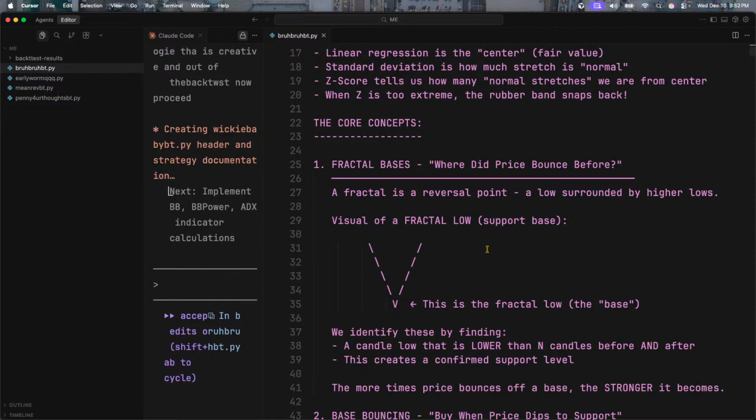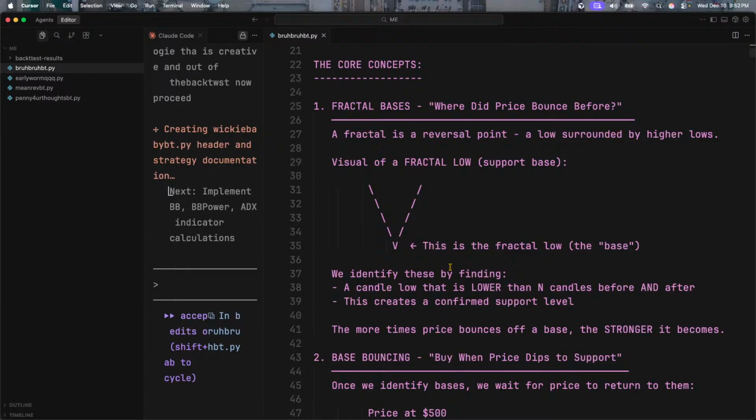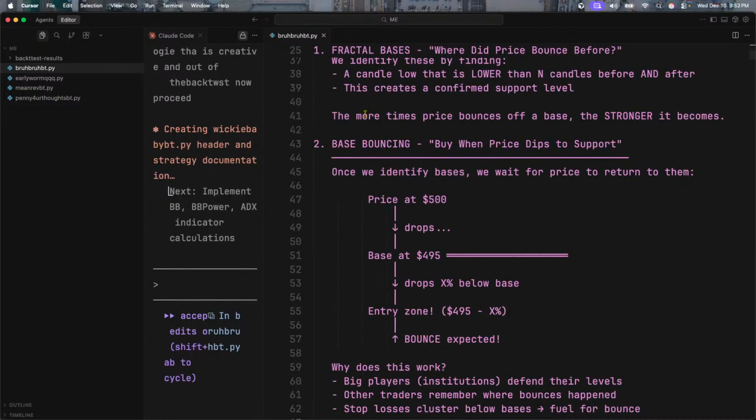So the core concept, this is how it works: the fractal basis. Where did the price bounce before? A fractal is a reversal point. A fractal low is a low surrounded by higher lows. So this is the fractal low, right? A low surrounded by higher lows. We identify these, and at the candle close, we're able to still allow this to go. So this is how this strategy works.